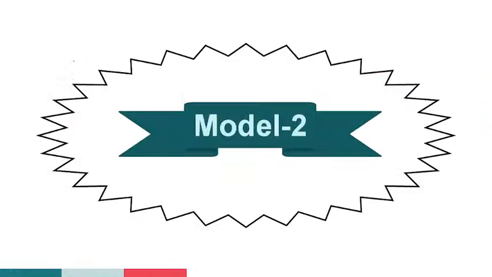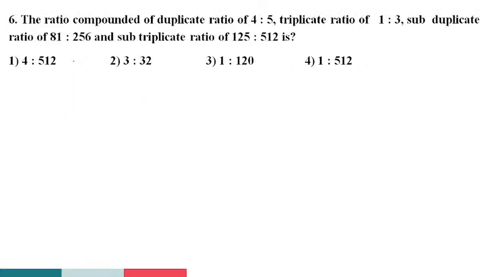And next one. These are first model problems, guys, and coming to the second model. The ratio compounded of duplicate ratio of 4 is to 5, triplicate ratio of 1 is to 3, subduplicate ratio of 81 is to 256, and subtriplicate ratio of 125 is to 512 is. What is the answer, guys?